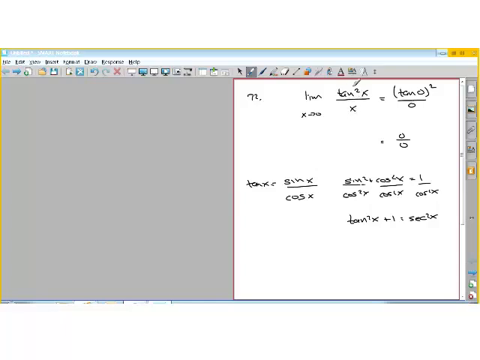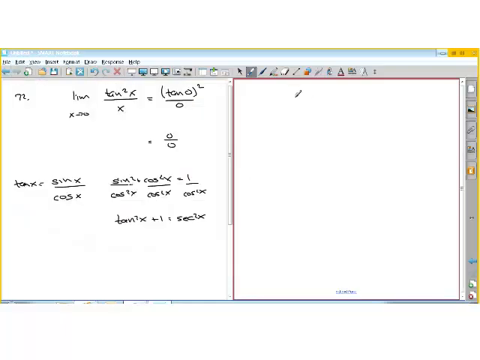That would be one way of doing it. Or you could just plug in sine over cosine. So I think I'm going to try just sine over cosine. So instead of tangent, I'm going to have the sine squared of x divided by the cosine squared of x, and that whole thing is divided by x.